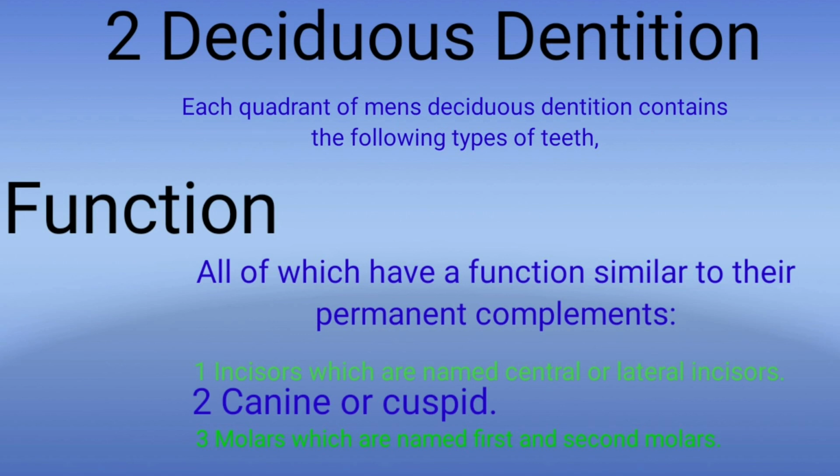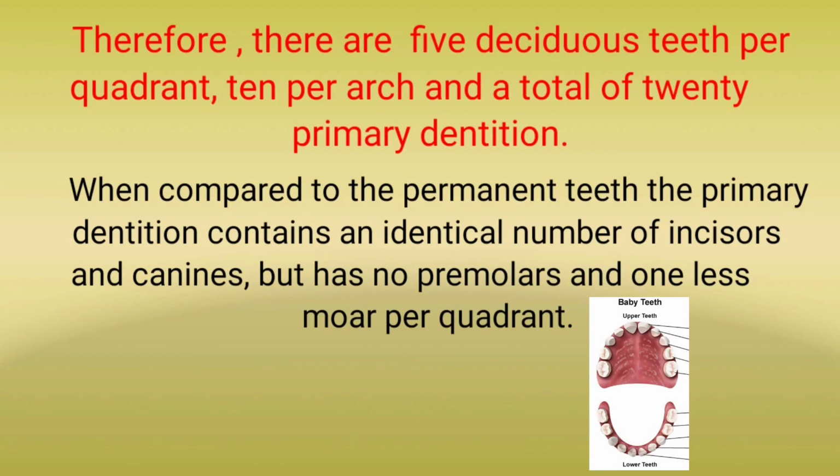Number 1, incisors, which are named central or lateral incisors. Number 2, canine or cusp. Number 3, molars, which are named first and second molars. Therefore, there are 5 deciduous teeth per quadrant, 10 per arch and a total of 20 primary teeth. When compared to the permanent teeth, the primary dentition contains an identical number of incisors and canines, but has no premolars and 1 less molar per quadrant.